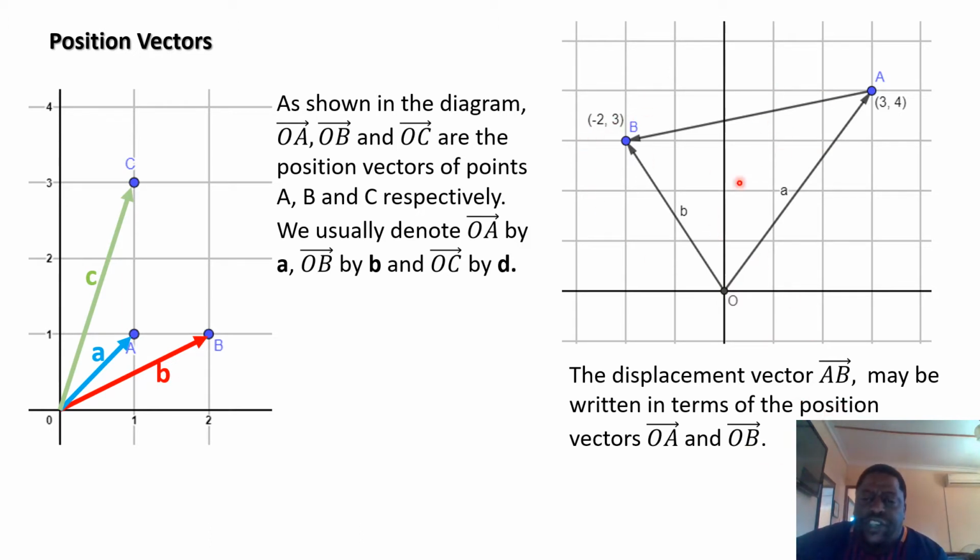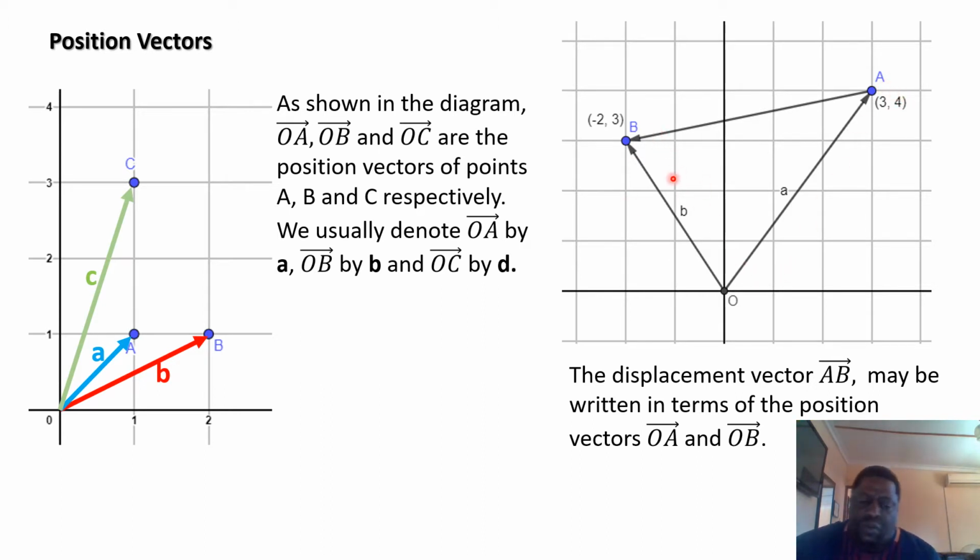And I will suggest that maybe you pay a little bit of attention to the slide. So you can see that if you were the displacement vector AB, it's like you're going from A to B. So you're going A to O and then O to B. It's very important that you understand that. Okay, so I'm looking for AB. So going from A to B is the same as going AO plus OB.